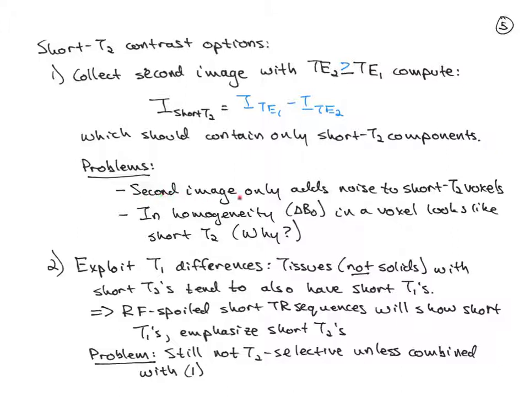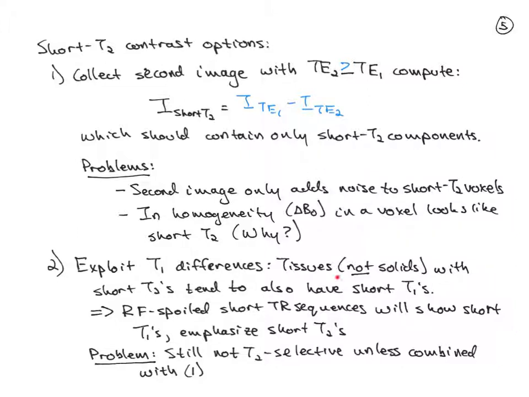Problems with this are that the second image only adds noise to the short T2 voxels, and inhomogeneity, or delta B0 in a voxel, will look like short T2 because of dispersion through the sequence. That is, if you extend the echo time, not only are you going to get the short T2 signals decaying away, but also longer T2 components with lots of off-resonance through a voxel will also decay away, and they'll be confused with short T2.